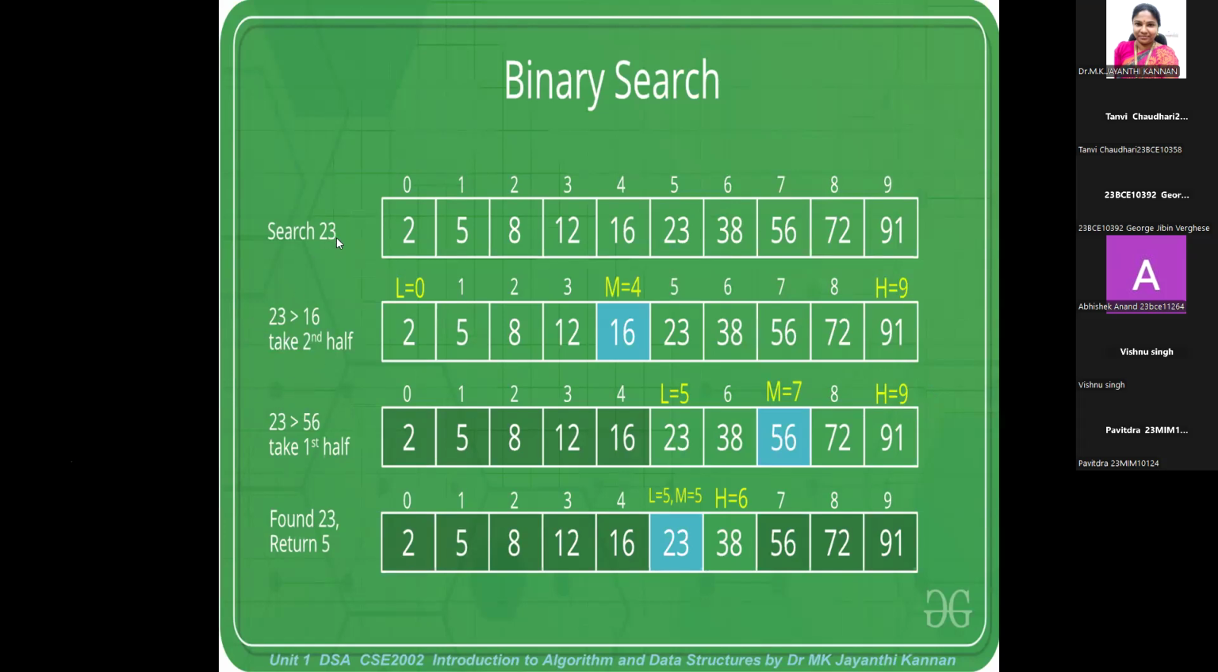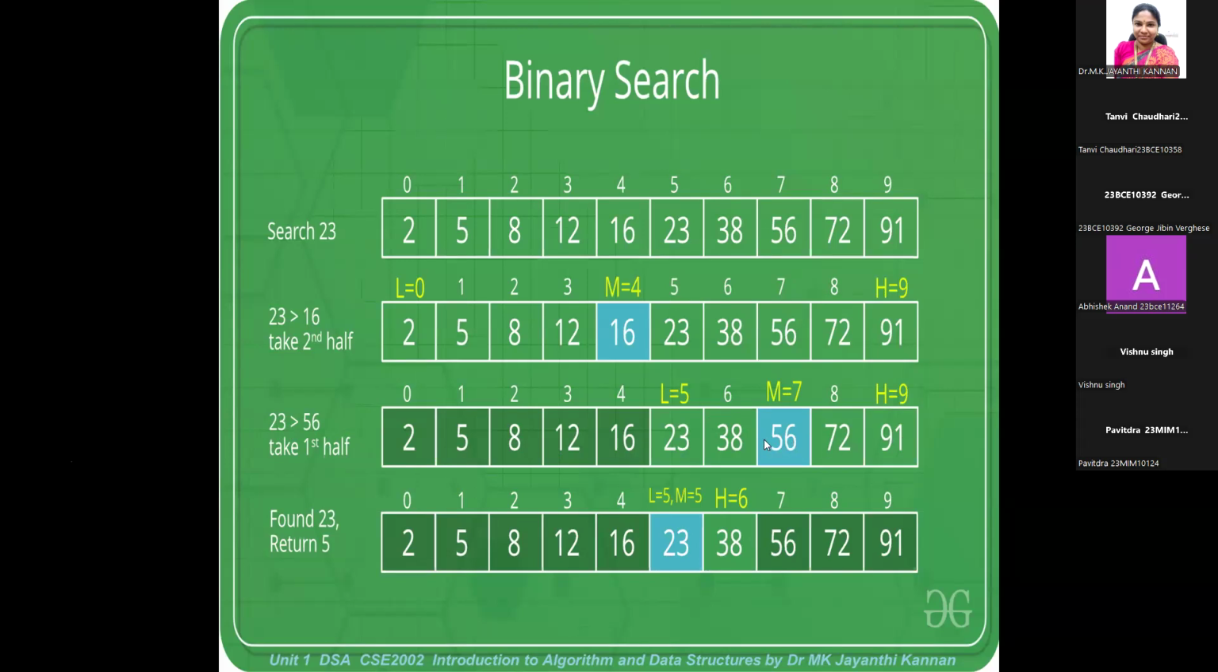The searching element 23 is compared with the midpoint. Always in binary search, the searching element will be compared with the midpoint, not with any other number. Now the midpoint is compared with the searching element. Our searching element is 23, midpoint is 57. Definitely 23 is lesser than 56. So we are discarding this array.